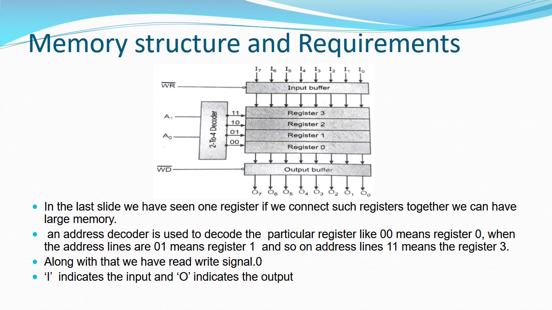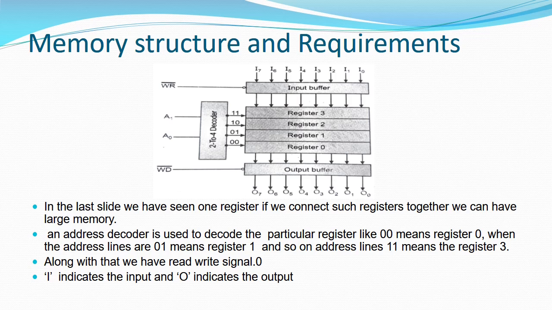Now these address lines are connected to a 2 to 4 line decoder. Now this decoder will decode the particular address. When the address lines are 0, 0, location 0 will be selected. When the address lines are 0, 1, then register 1 is selected and so on and so forth.